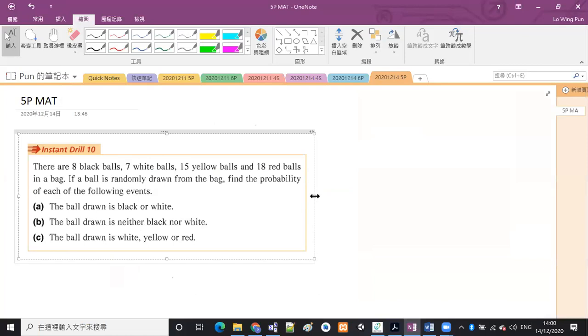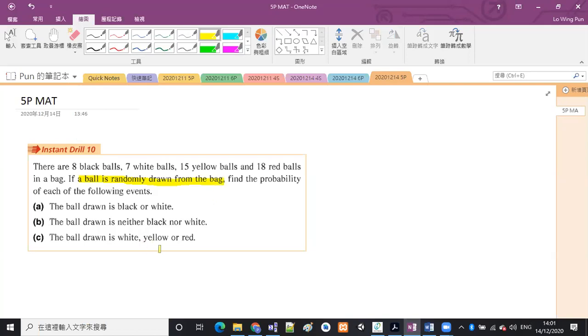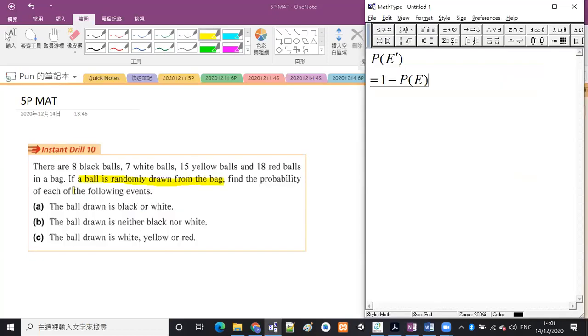I do not need to read what we are going to find first, but we just need to focus on what we are doing. A ball is randomly drawn from the bag. For part A, part B, part C, all of them are doing this. A ball is randomly drawn from the bag, and how many options are there? In part A, we are going to find the probability that the ball is either black or white.